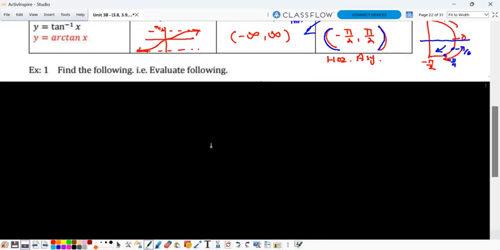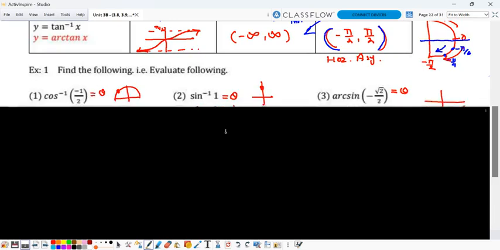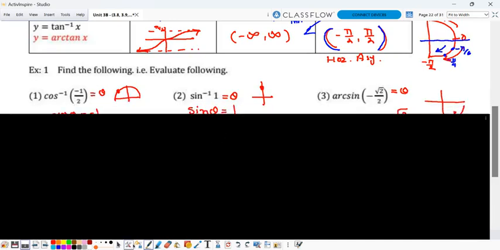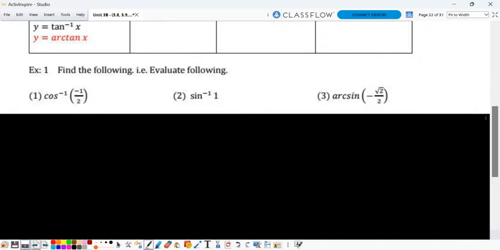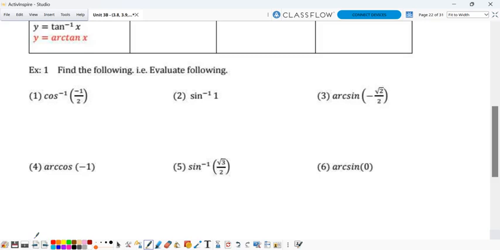So how about we try some problems here? Okay, let me clean up. I don't want you to see my answer. I want you to know how to do it. So cosine inverse of negative half. Let's say this is equal to theta. I'm showing you the easy way to do it.